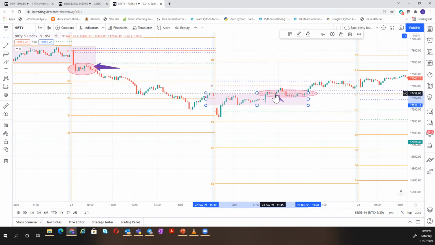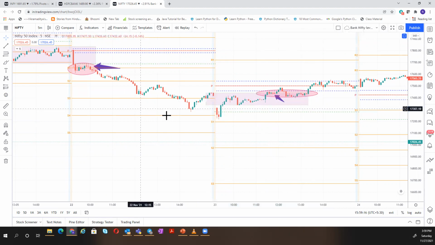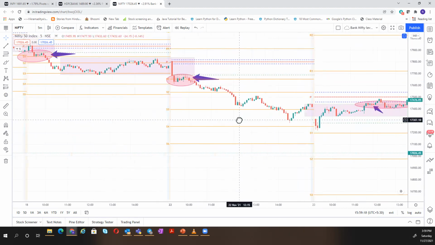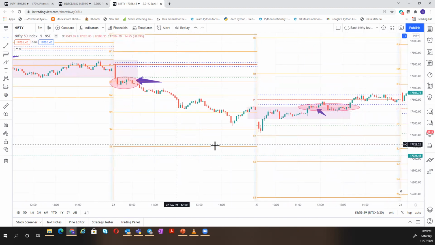So you need to keep a watch on these kinds of consolidations. Sometimes when you hit your stop loss, you should not be too scared. Watch out for the next level of consolidation. One consolidation, breakout, hit your stop loss. Second consolidation, market goes up. I just wanted to show that.